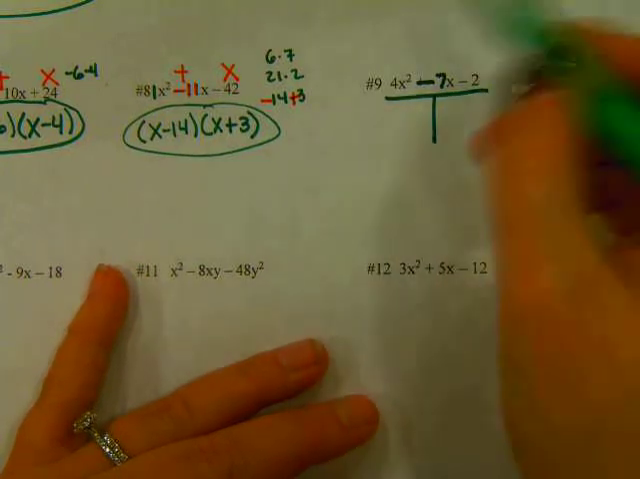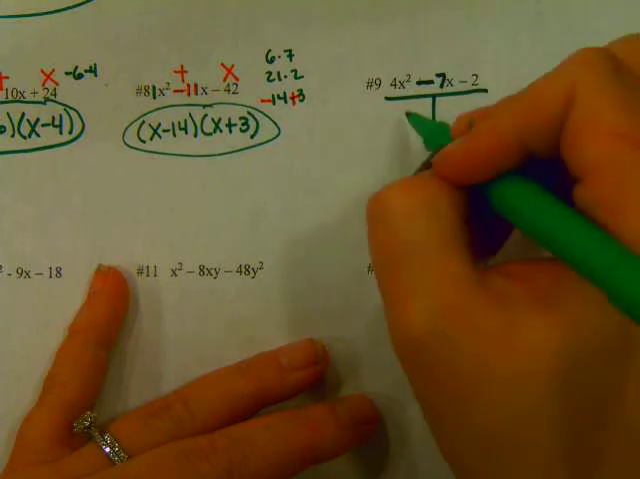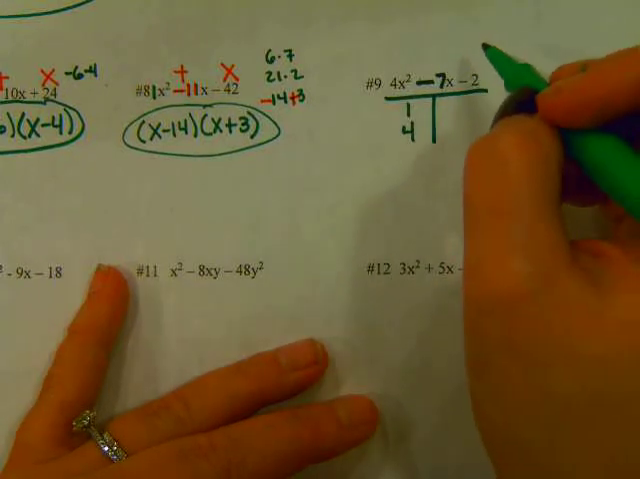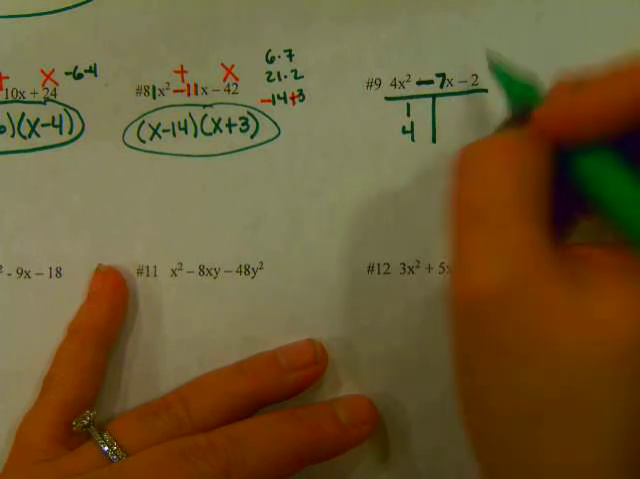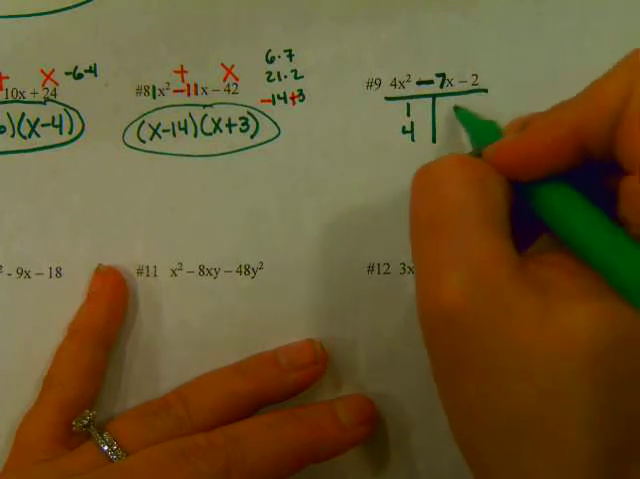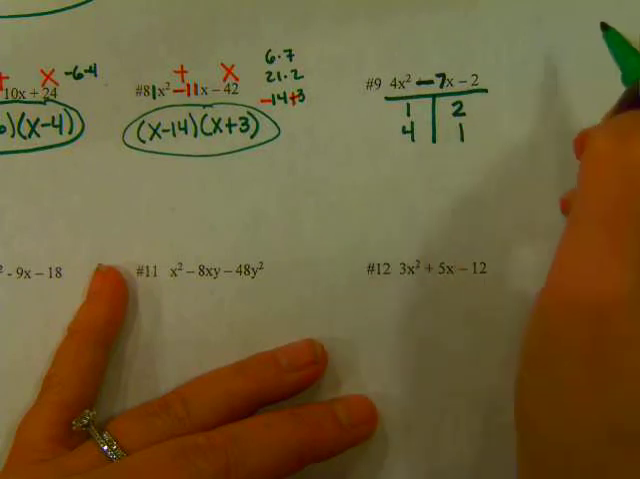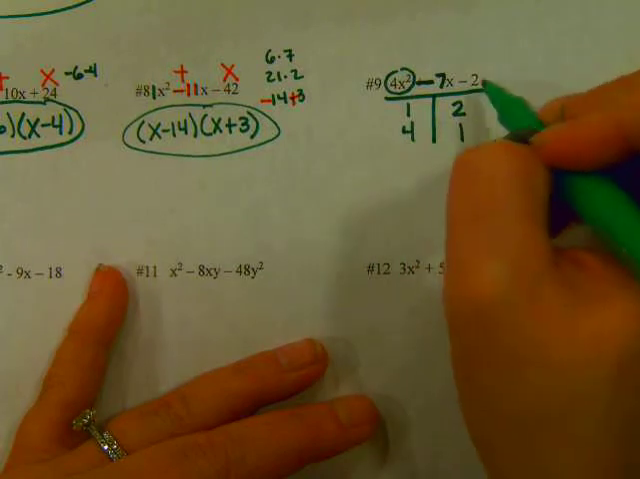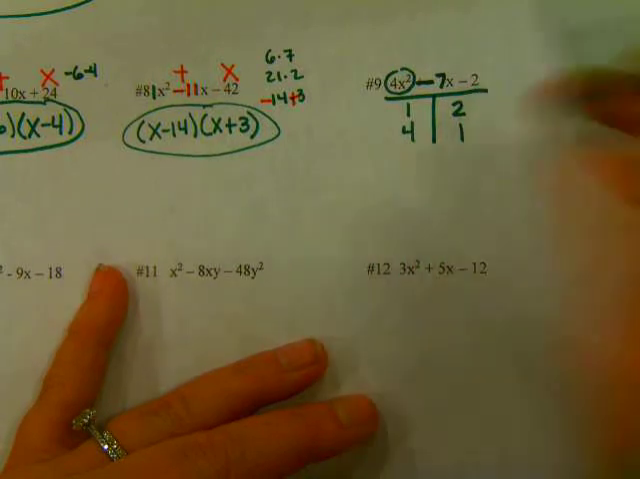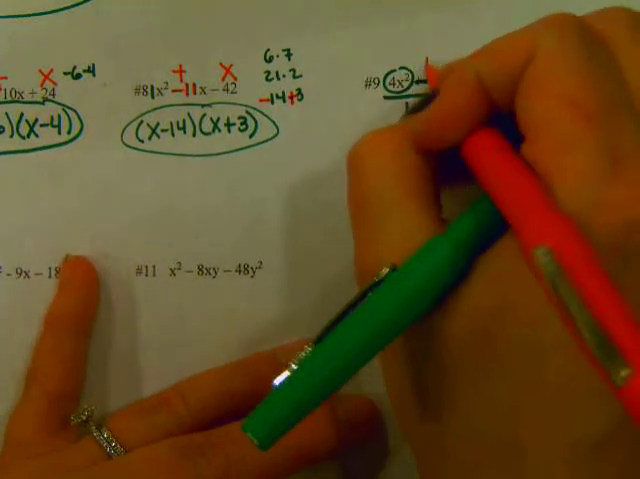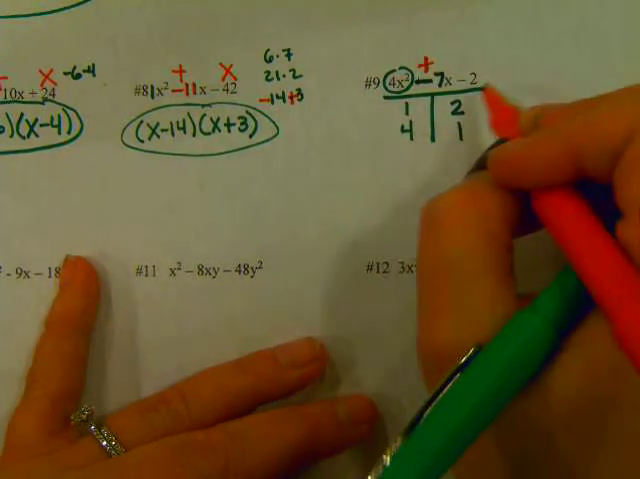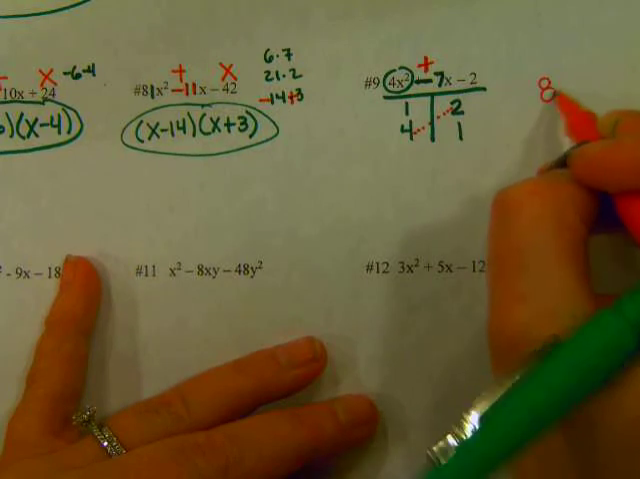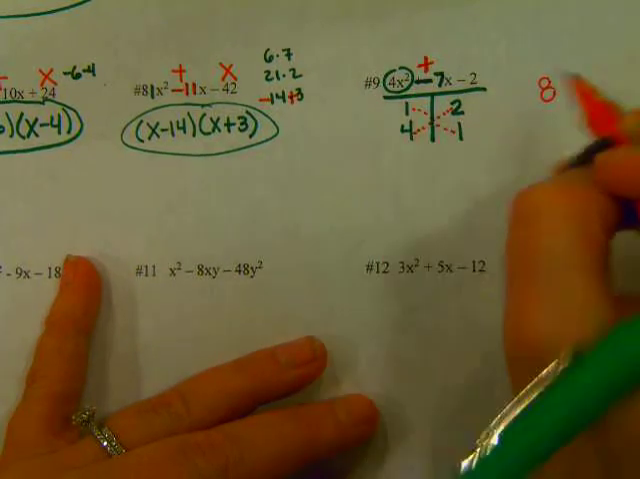Numbers that multiply to 4, let's try 1 and 4. Numbers that multiply to 2, let's make it 2 and 1. So again, you're looking for numbers that multiply to 4, go here. Numbers that multiply to 2, go here. Now again, we're still looking to add, but what add is based on now that we multiply. So 4 times 2 is 8. 1 times 1 is 1.